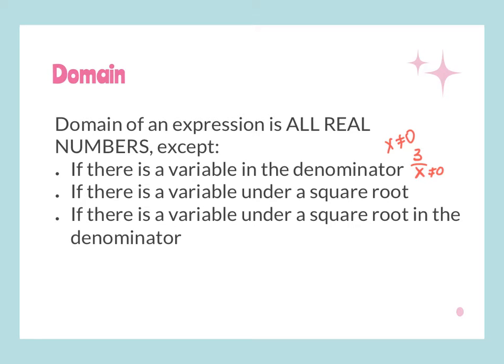If there's a variable under a square root, and if there's a variable under a square root in the denominator, so under a square root, this number can't be negative. We would say that's greater than or equal to 0. And if it's in the denominator, we would say it can't be negative and it can't be 0, so it'd be greater than 0 instead of greater than or equal to. The bottom two are not going to happen right now. What you want to pay attention to is the top one. So again, if I've got a variable in the denominator, then I have to make sure that it does not equal 0, because if that denominator equals 0, then my entire fraction is undefined.